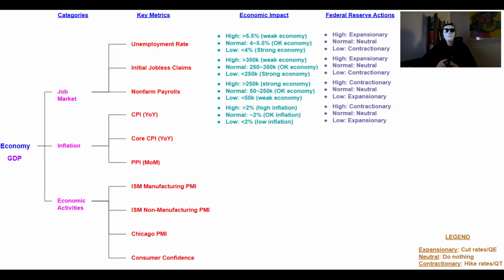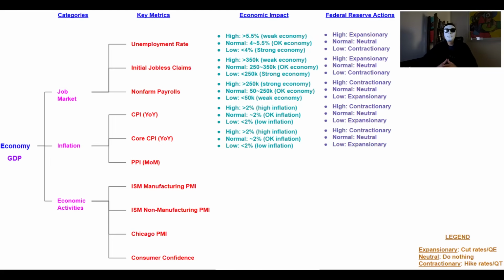Food and energy are highly sensitive to external factors like geopolitical situations or one-off natural disasters, and therefore, by removing these two items, the Fed can get a more balanced view of the current inflation level. Now, apart from this point, the mechanism is the same as CPI, both on the economic impact and the Federal Reserve's actions.